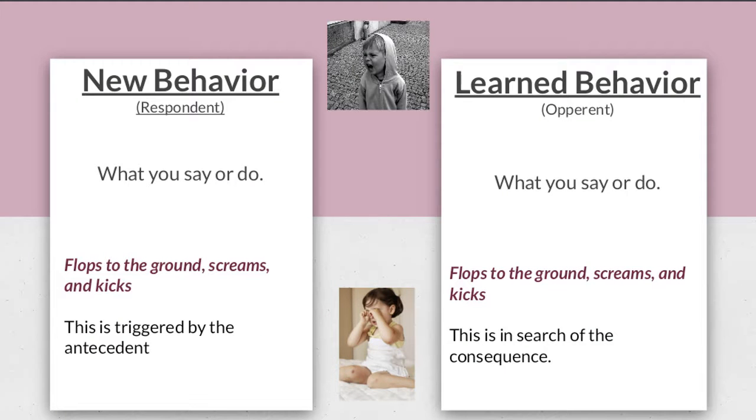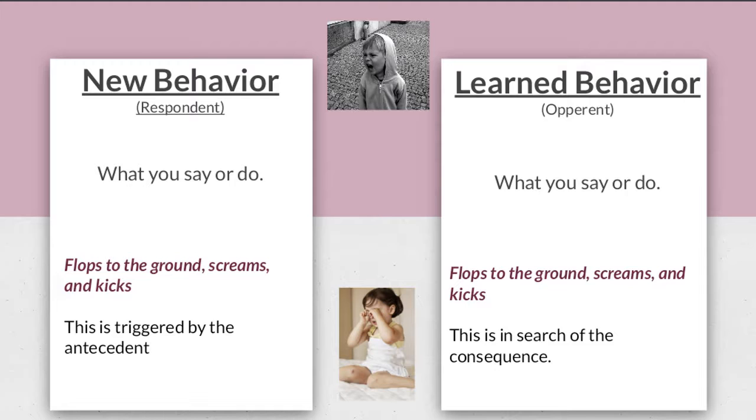Next, we're going to talk about behavior. And here's where it gets interesting. There's two different types of behavior. There is a new behavior, which you may hear called a respondent, and there is a learned behavior, which is called an operant. Both of which are what you say or do, and the activity that's happening in the example we gave would be flopping to the ground, screaming, and kicking. Where the difference lies is why it's happening.